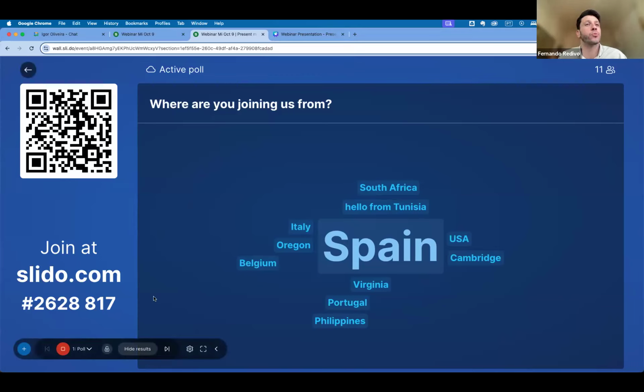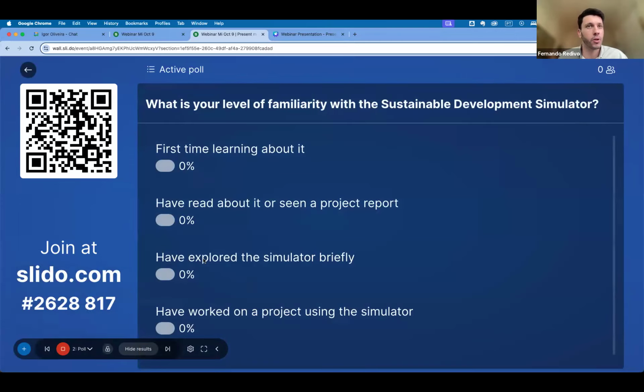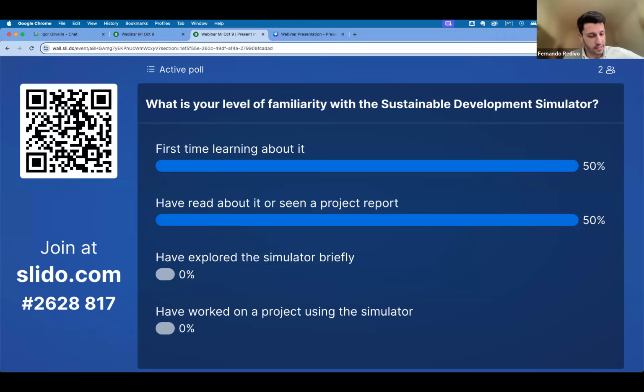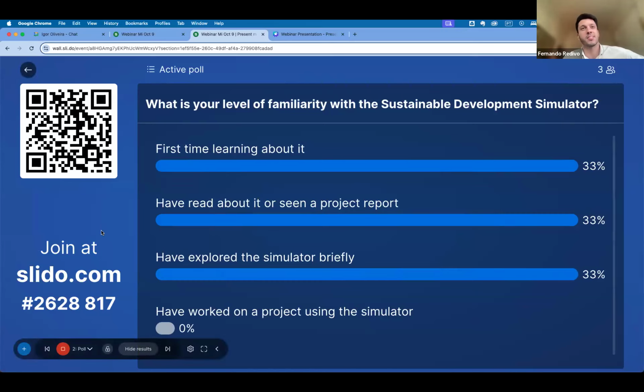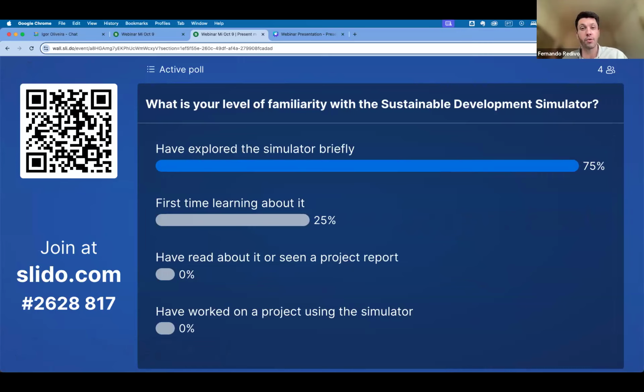I'm gonna go ahead and move to our next question. Would love to know a little bit of your background with the Sustainable Development Simulator. You might know it as the iSDG model, or even the older term, the T21 model. But today we're talking about the Sustainable Development Simulator. It's still the same model. Of course, the model is constantly evolving through time, so we're also evolving to match the required needs of this time.